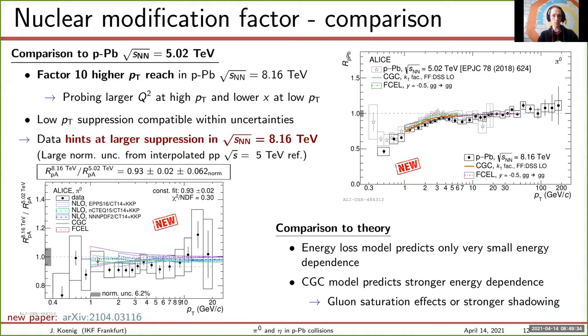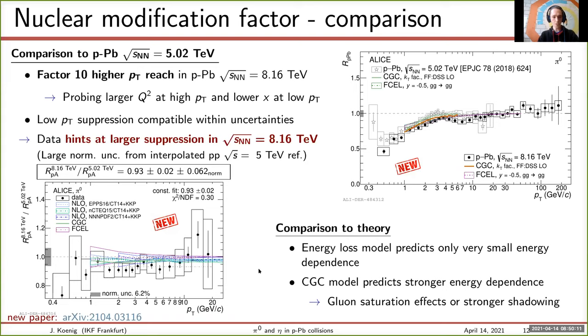Okay, so now let's compare the RPA between 5 and 8 TeV. First of all, we can see that at 8 TeV, we have a really much higher PT reach. And so we can probe larger Q squared at high PT and also lower x at low PT. Now let's focus here on the region at low PT, so below 20 GeV. There we can build the ratio of both RPA, which is shown here on the left plot.